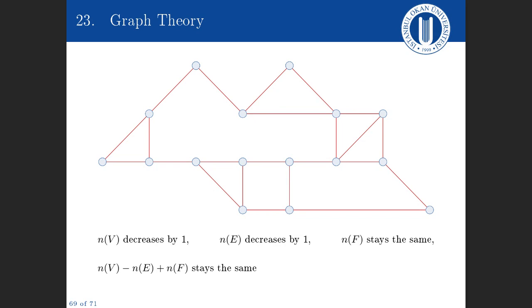So it's going to be -1 for the number of vertices, minus -1 for the number of edges, and then +0 for the number of faces. But that's 0. If we cut off a pendant vertex like this, then Euler's formula does not change.